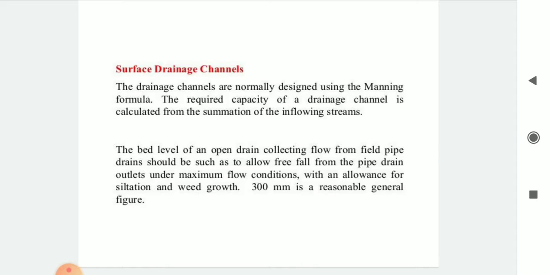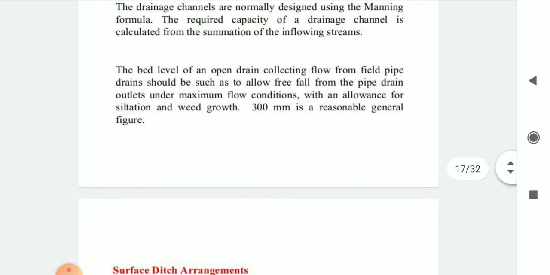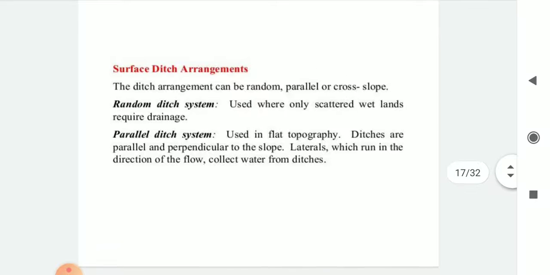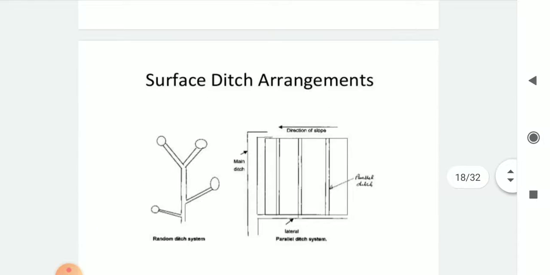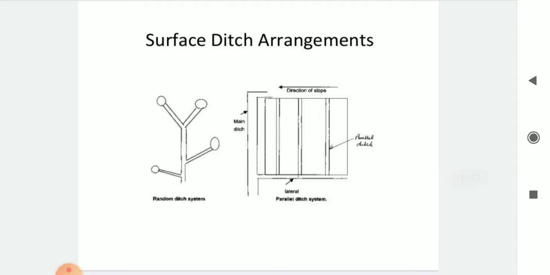300 mm is a reasonable general figure. Surface ditch arrangement: the ditch arrangement can be random, parallel or cross slope. A random ditch system is used where only scattered wetlands require drainage, and a parallel ditch system is used in flat topography. Ditches are parallel and perpendicular to the slope. Laterals which run in the direction of the flow collect water from ditches. You can see in the figure the random ditch system and parallel ditch system.